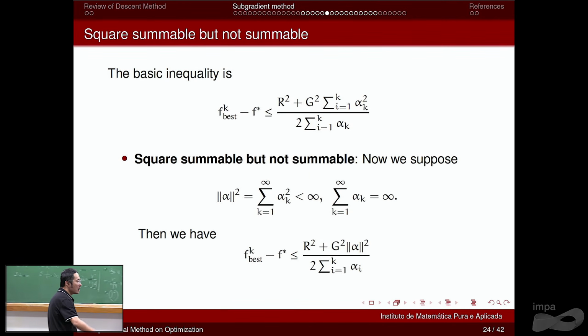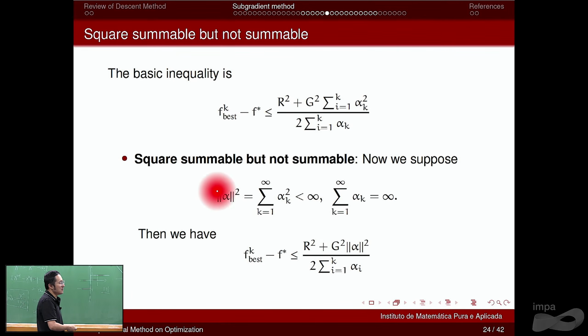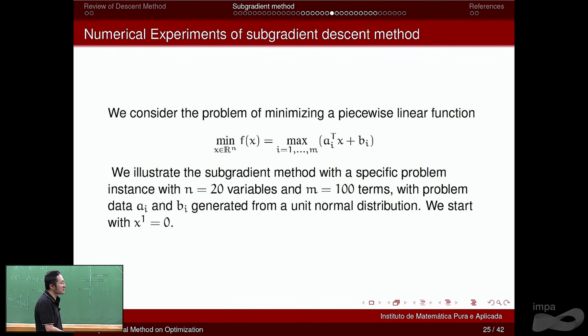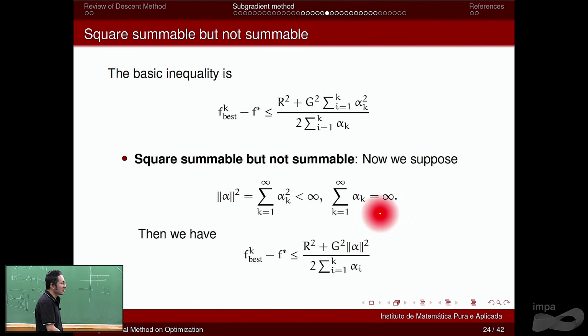So this is a basic inequality, and next let's analyze the square summable but not summable step size. Here we assume the alpha squared is summable, but the alpha is not summable. Square is summable, but the plain sum is not summable. So we can have the basic inequality like this.